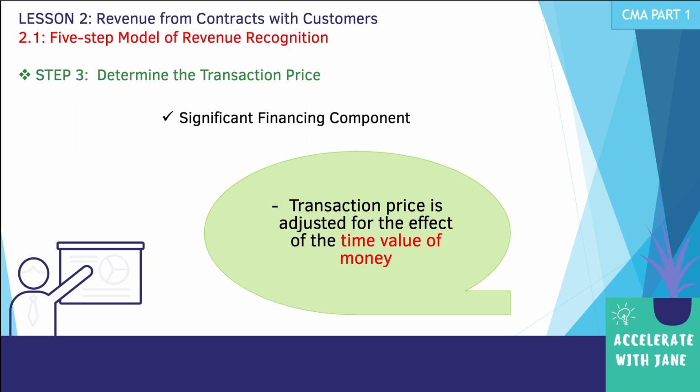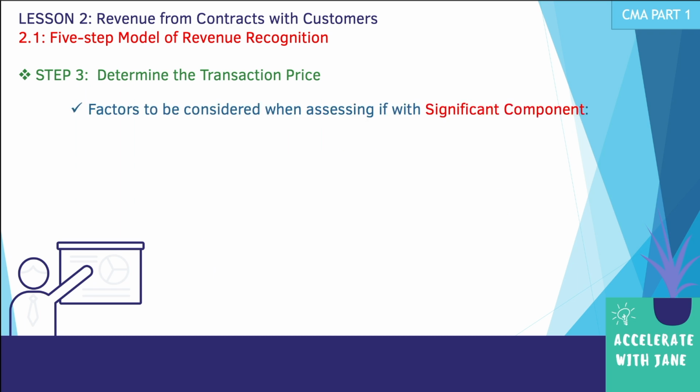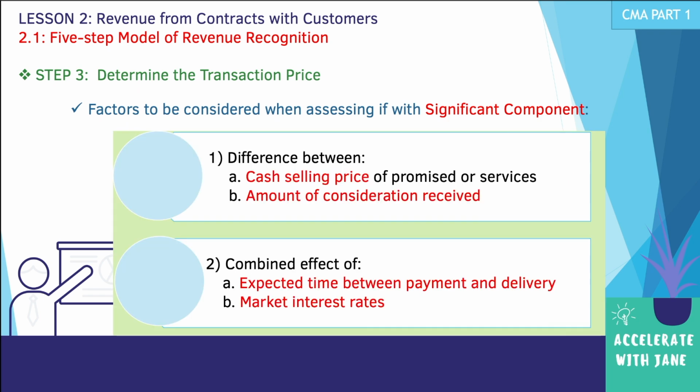And hence we're saying here that it's a significant financing component. It's like since the seller has already delivered the goods or services and is expecting to receive the payment 1 year from now, it's like the seller is granting financing to the buyer. So these are the factors to be considered when assessing if a particular transaction is with a significant financing component. So first is when there is a difference between the cash selling price of the promised goods or services and the amount of consideration to be received.